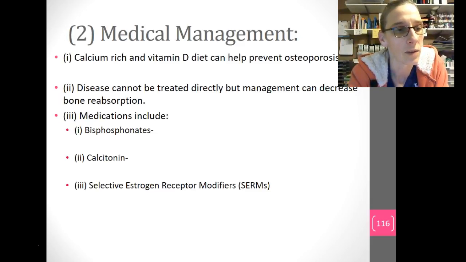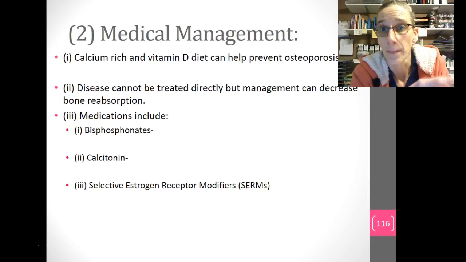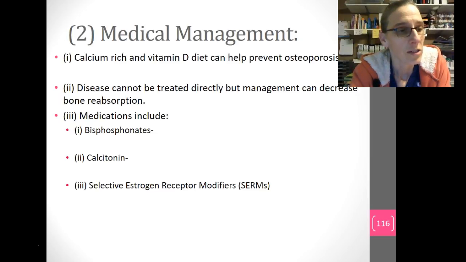Take it once a week or monthly, which decreases your GI upset, so people will stick with it a little longer. The problem with that is that remembering to take it is so infrequent. It's difficult to remember to take it. Calcitonin inhibits bone reabsorption and slows bone loss. It's usually a nasal spray, but it can also be given sub-Q. And then you have your selective estrogen receptor modifiers. These are things like Evista, and it preserves bone mass density, therefore decreasing the risk for osteoporosis. Be sure that you know these meds and how they work, okay?